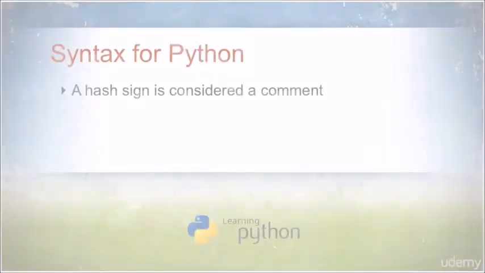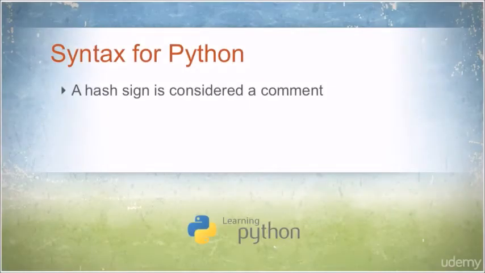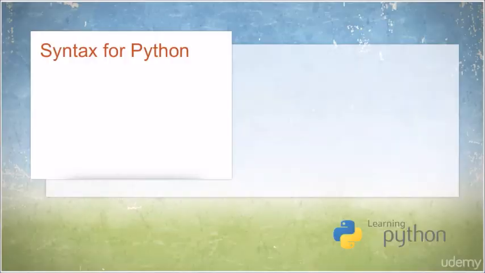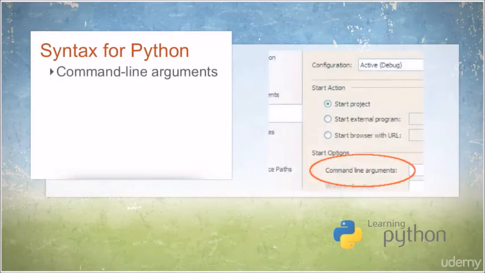Right, and in addition, a hash sign that is not used inside a string literal is considered a comment by Python. The interpreter ignores and takes all the characters that come after a hash to the end of the physical line as a comment. Python allows command line arguments as well. It means you can provide inputs via the command line, making it interactive.